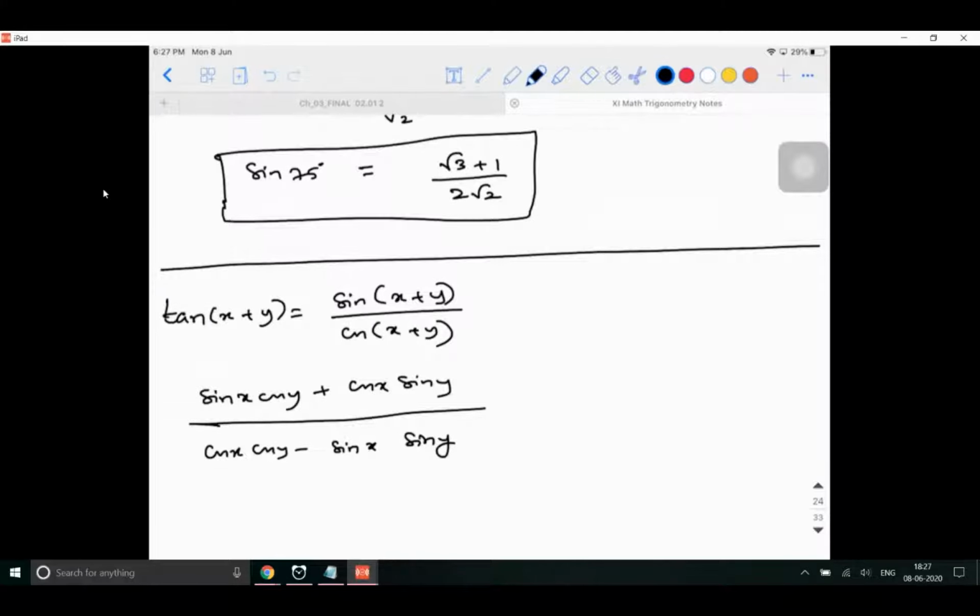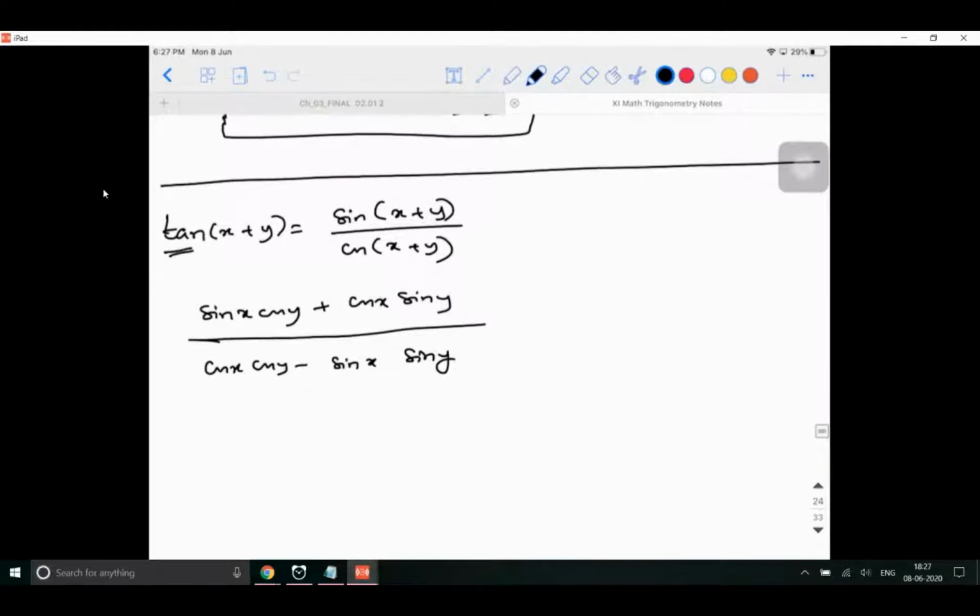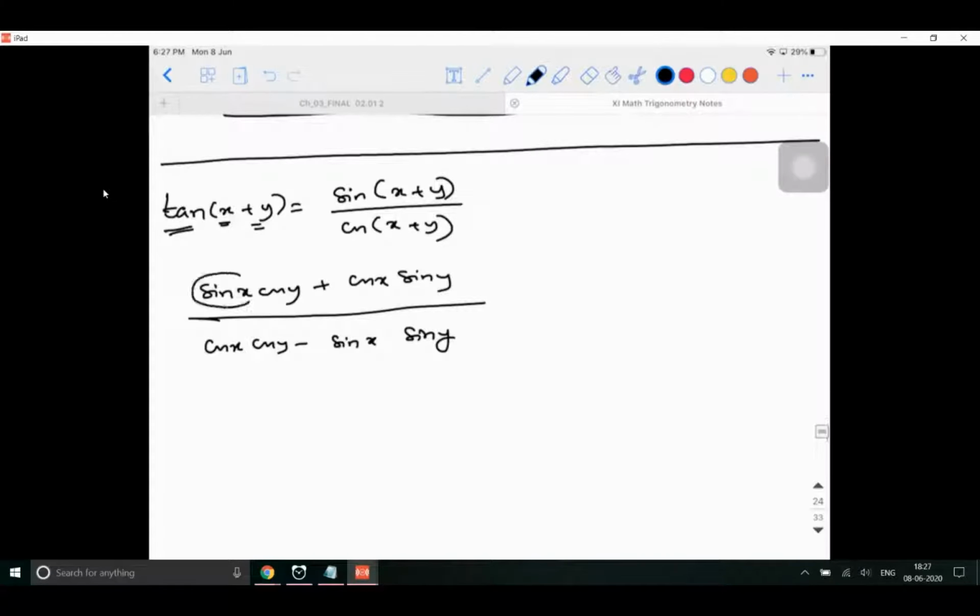Clear, right? Now, when you are writing tan of x plus y, you need to express everything in terms of tan. So wherever you have sine, if you want to convert the sine into tan, then you need to multiply and divide with cos. I'm repeating it again. Whenever you need to convert sine into tan, you multiply and divide it with cos.